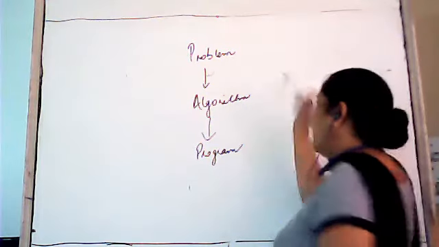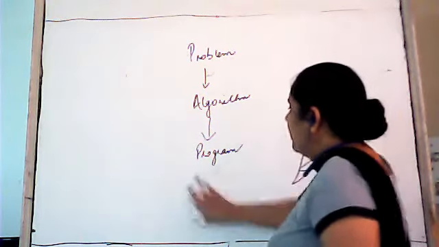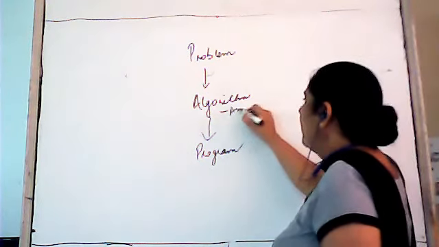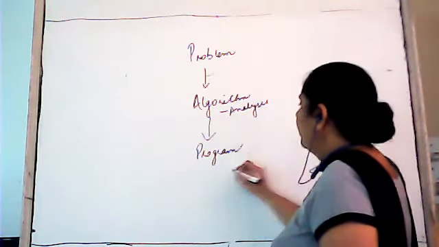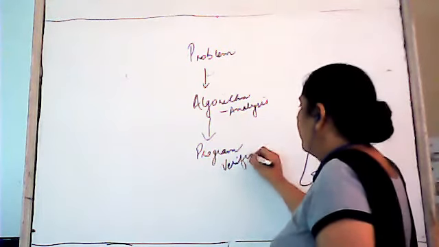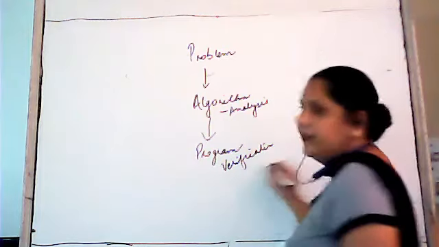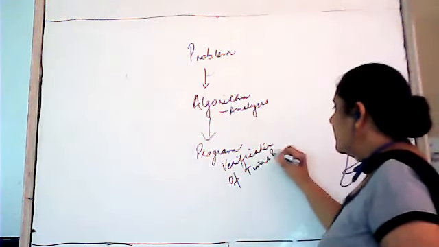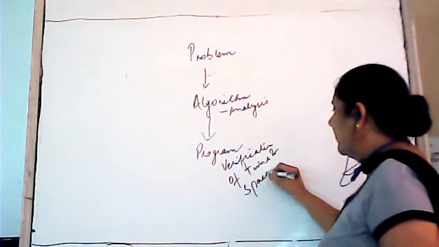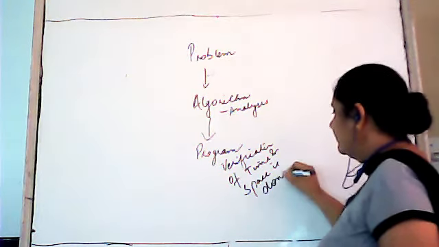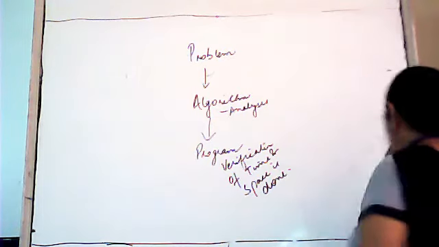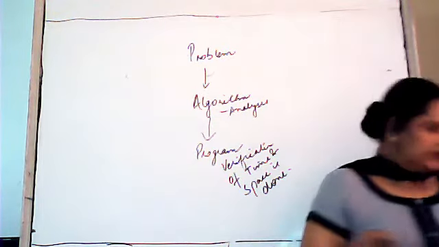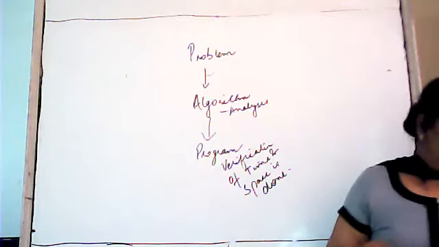Okay, after that, the program is being done. Here the analysis is performed. Here the verification of time and space is done. Okay, here the verification of time and space is done.